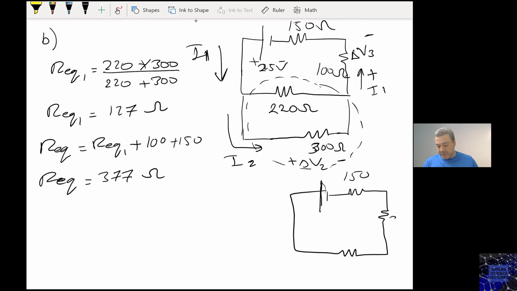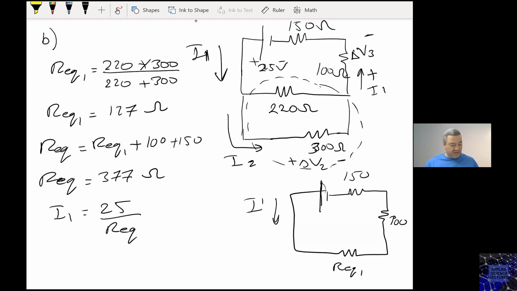150, 100 are equivalent 1. So now I1 is 25, the potential difference that is across all of them, divided by our equivalent, which is the total resistance, and I1 equals 0.66 ampere.